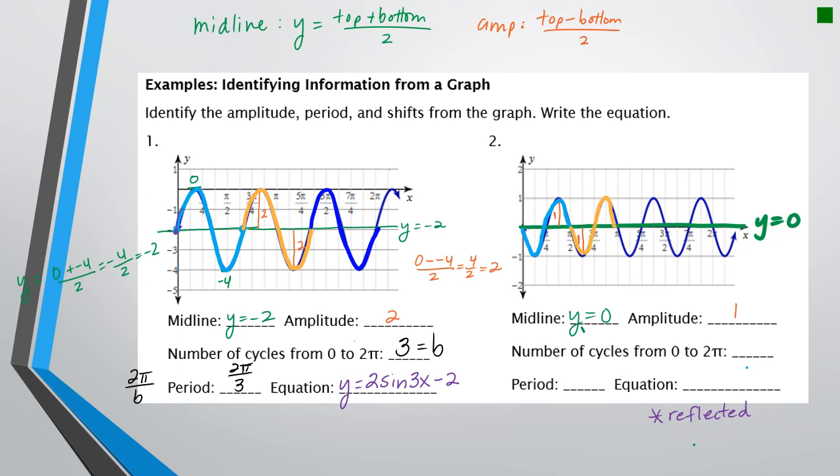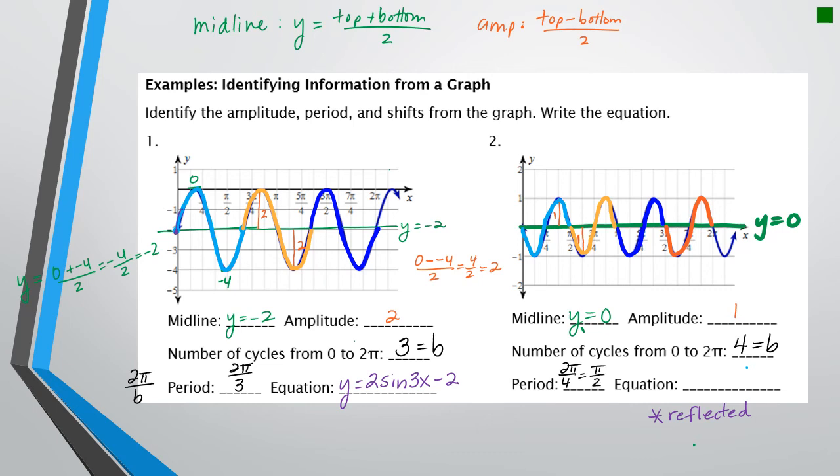Okay, here's another cycle. Here's another cycle. And then this last one gets me to 2 pi. So I see 4 cycles between 0 and 2 pi. So I'm going to write down that this is 4, and remember that's your b value. So period would be 2 pi over b, which is 4, and that reduces to pi over 2.